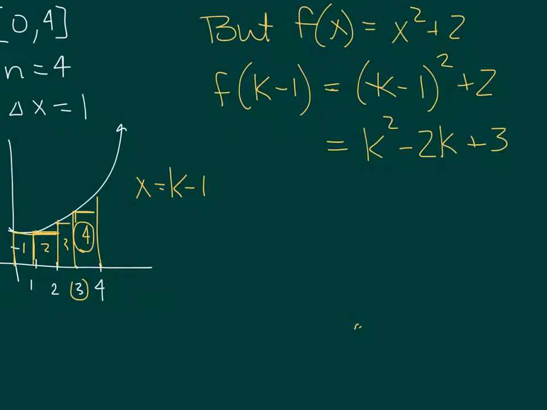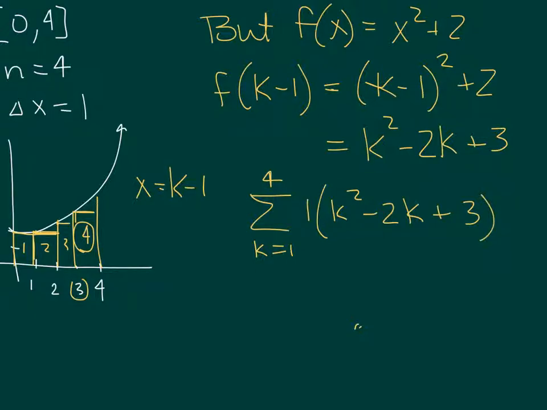And I'm going to take the sum of all of these rectangles. K is going to go from 1 to 4 because we have 4 rectangles. The delta x, the width of the base, is going to be 1. And the height is going to be defined by f of x, which is f of k minus 1, which we said is k squared minus 2k plus 3 in this case.